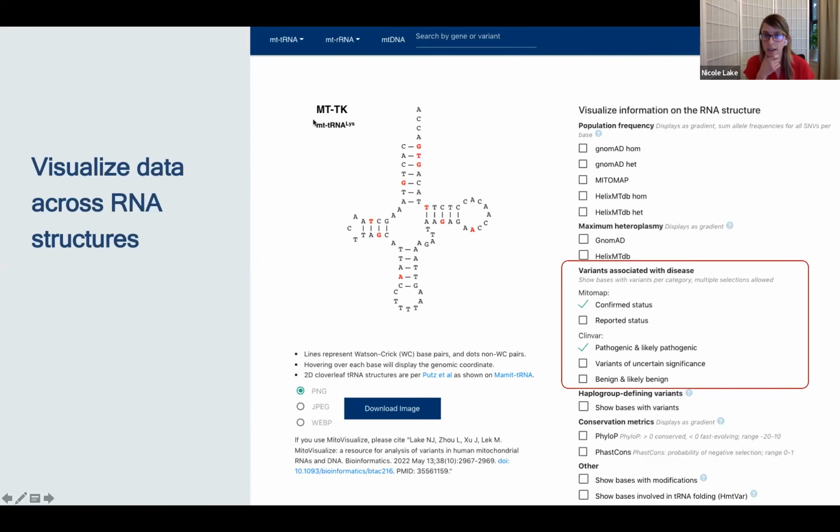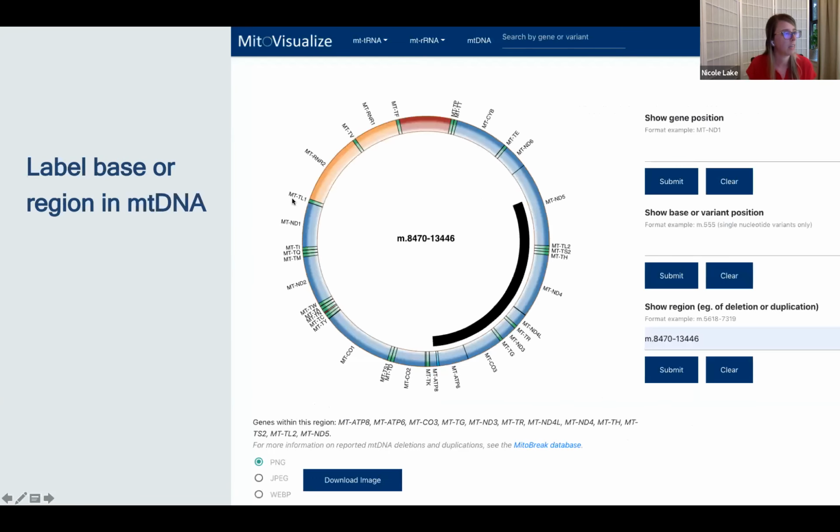We also provide functionality to visualize data across the secondary structures. So here's a screenshot showing that for variants associated with the disease in one of the transfer RNA genes. So if you recall, this can be a useful piece of evidence for variant classification, for example. And again, you can download these figures.